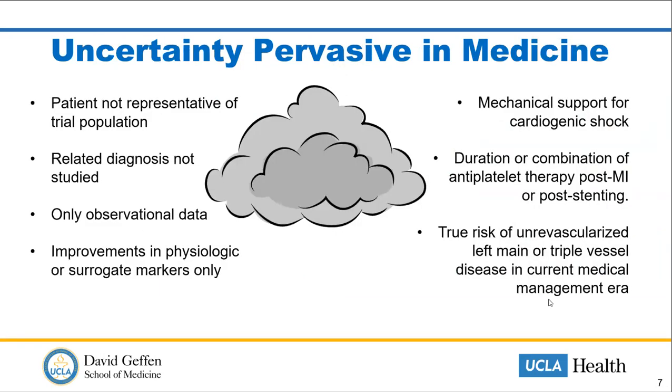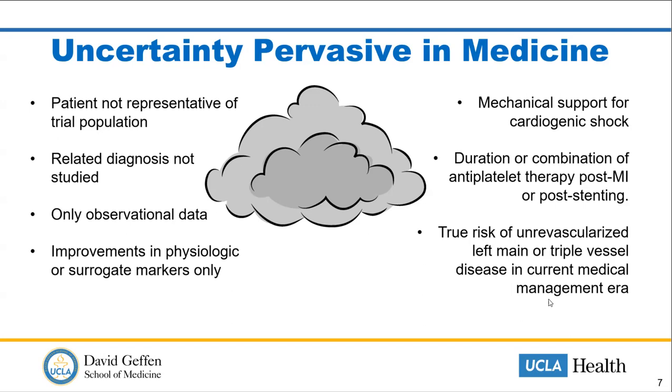But within medicine, there's always uncertainty. It's pervasive. You're never going to find the perfect RCT to deal with your clinical situation at any point in time. These are just some examples where uncertainty creeps up. You have patient populations that aren't representative of the trial population that you see regularly who have a certain problem. It may be that you have a related diagnosis that was actually excluded in the trial, but you think the therapy would still be applicable, even though we may not have evidence. You may only have observational data to make your judgments of whether something would be beneficial or not.